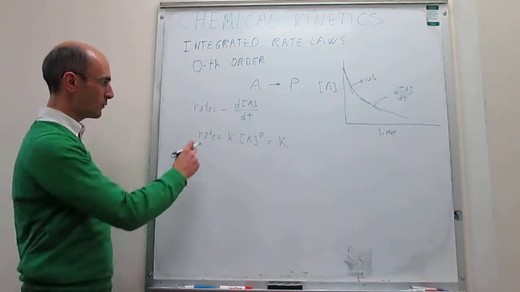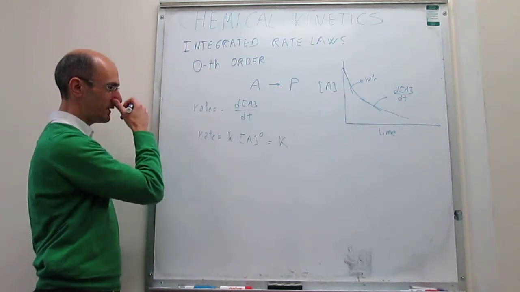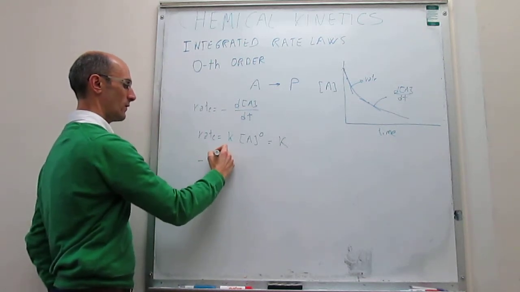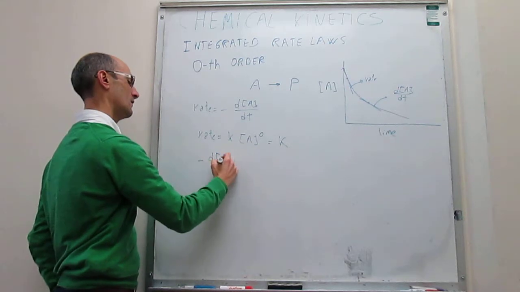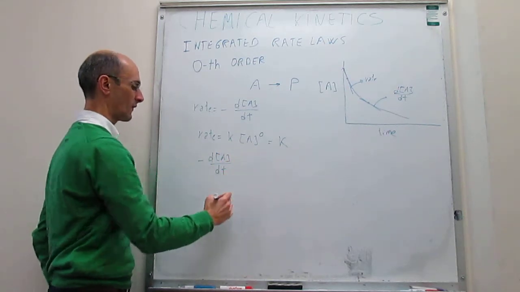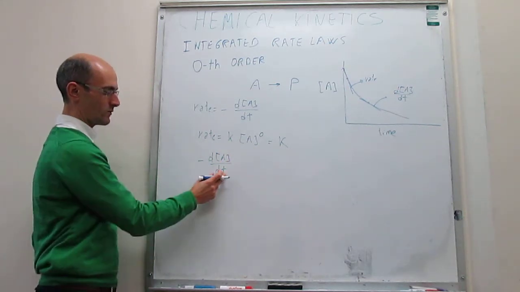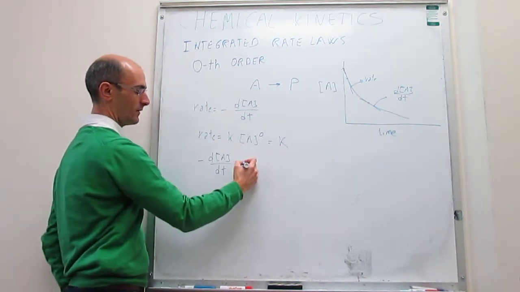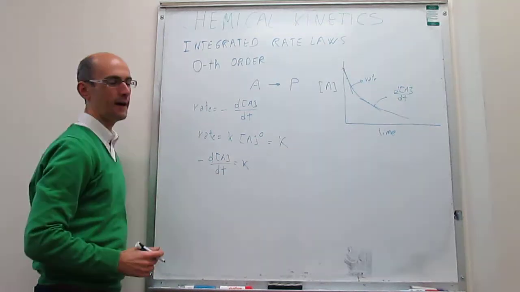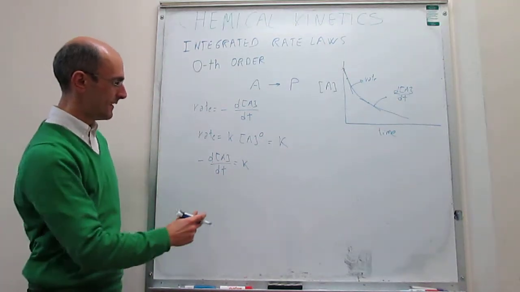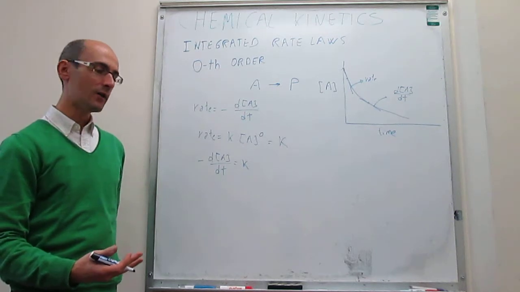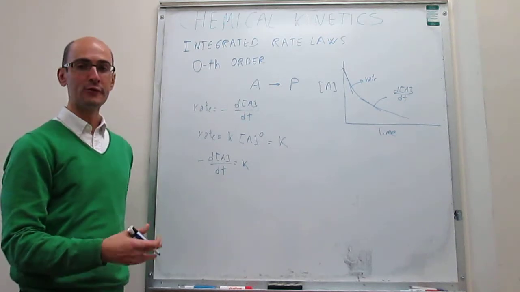To obtain the integrated rate law, we equate these two definitions of the rate. We know that the first derivative of the concentration of A with respect to time is equal to the rate, but the rate can also be determined from the rate law, and in this particular case, for a zeroth order reaction, that is simply equal to the rate constant. So this is the rate law in a differential form.